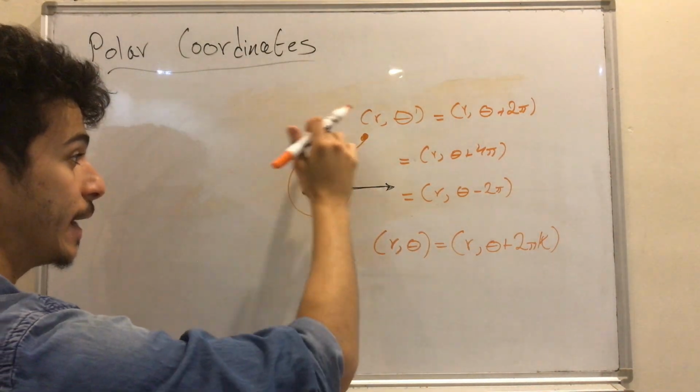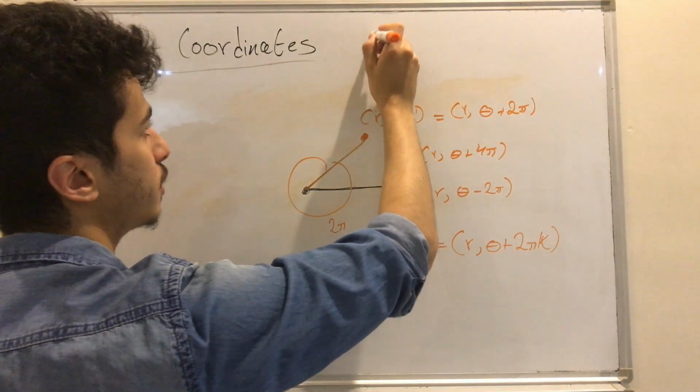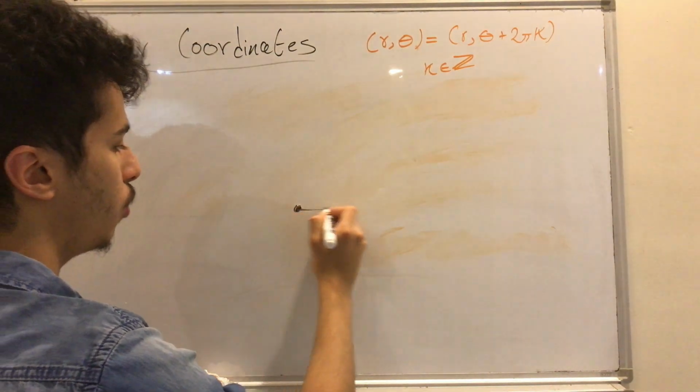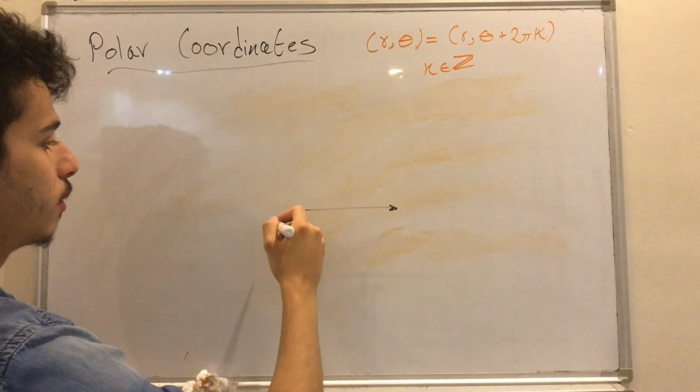We're still rotating and ending up in the same place. So let's write this down here. Okay, we have more interesting properties. So this is the first one.